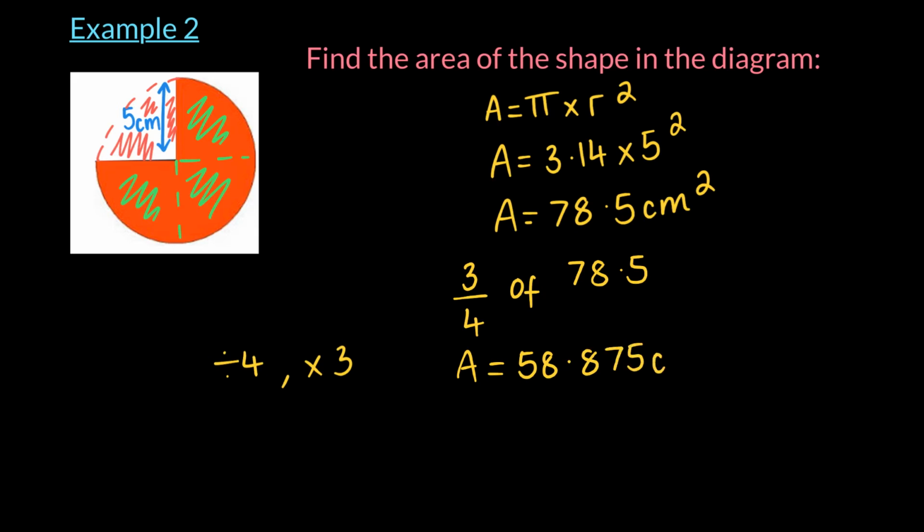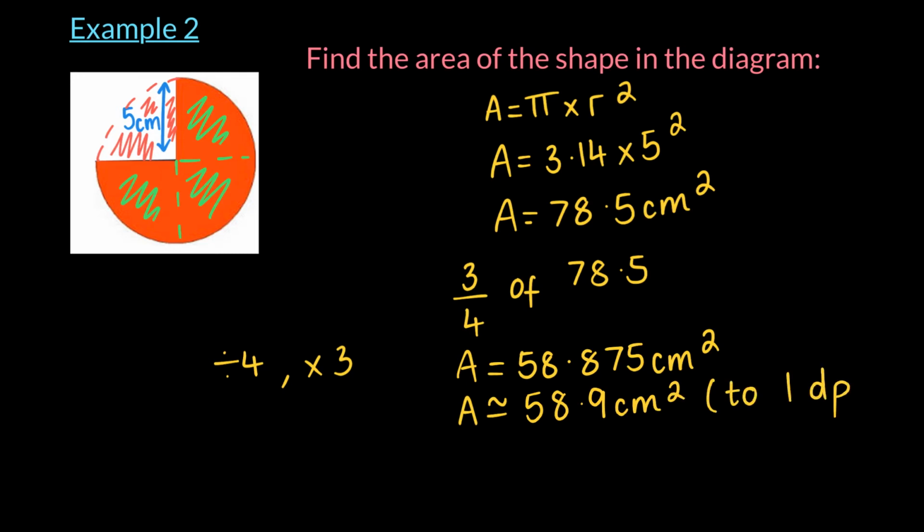And when you do that, the area comes out to be 58.875 square centimetres. And now I know the question hasn't asked us to round this answer to any given number of decimal places or significant figures, but what I am going to do is round it to 1 decimal place, just because I find that giving an answer with 3 decimal places just looks a little bit messy. So rewrite it as 58.9 square centimetres, and in brackets I'm just going to write to 1 decimal place just to make it clear what it is that I've rounded to.